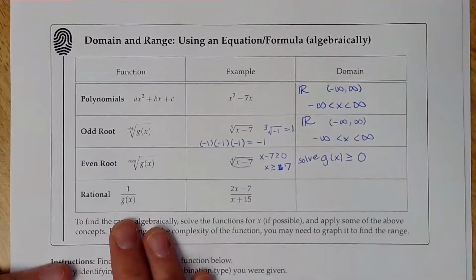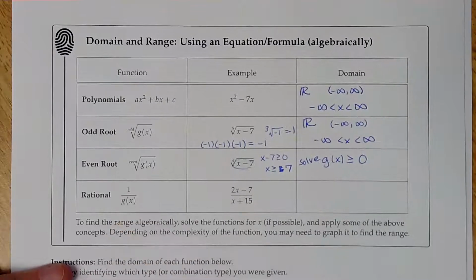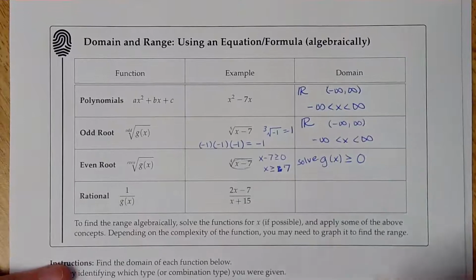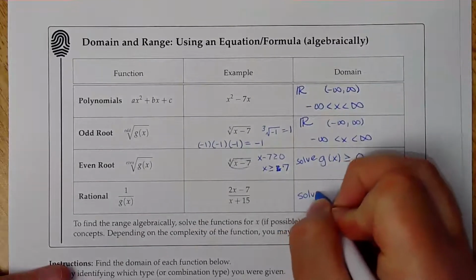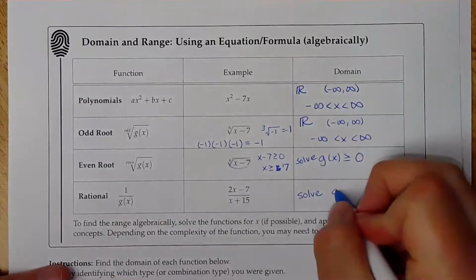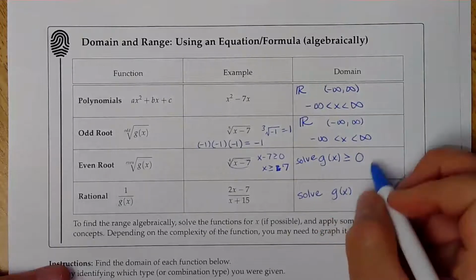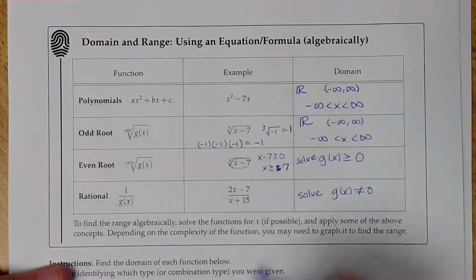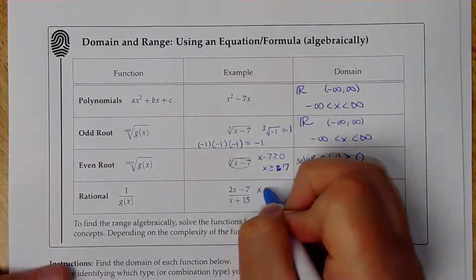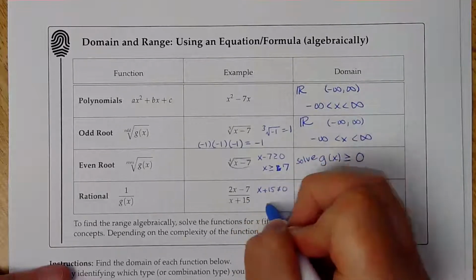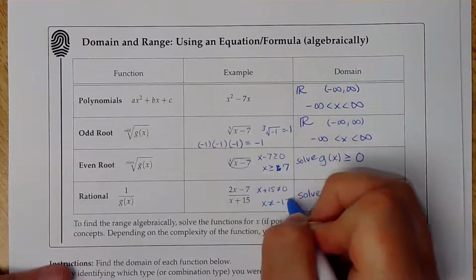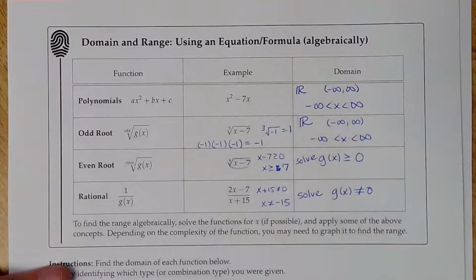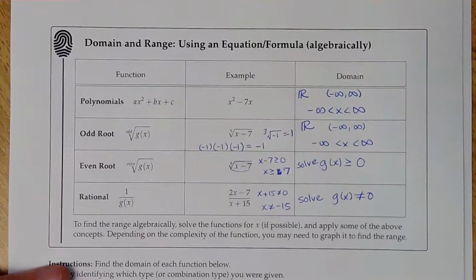Right, and then rational functions. The only issue you really run into with rational functions is you can't divide by 0. So you need to take whatever is in the denominator, that g of x, set it equal to 0, or say it cannot equal 0, and then solve for that. Okay. So for example, x plus 15 cannot equal 0, so x cannot be -15. I can plug any other real number I want in other than -15, and I will get a value out of that.